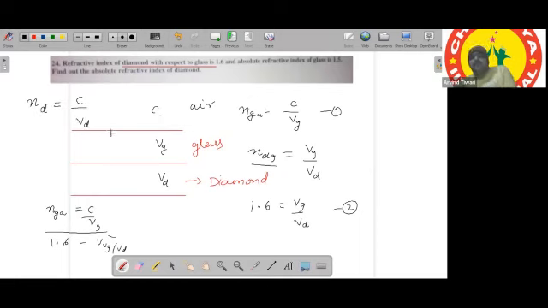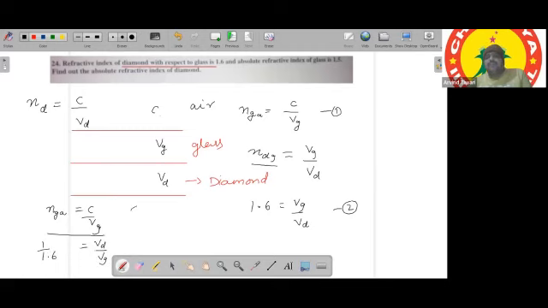So C by Vd I can obtain if I divide these two, but Vg should get cancelled, then I will be getting C by Vd. So first reciprocate it and then divide. If you reciprocate it, it would become 1 over 1.6, and here it will become Vd by Vg.